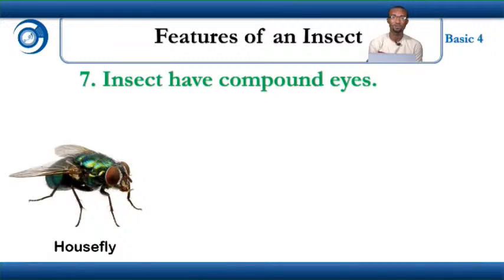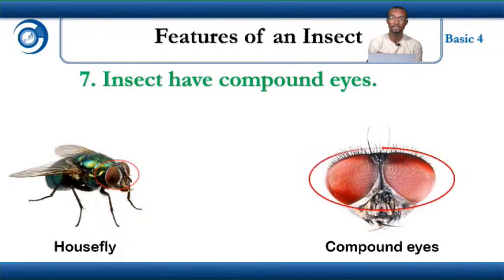If you take this housefly, these are the eyes of the housefly, and we call this compound eyes, and you can see it clearly here. Every insect has this kind of eye, and we call it compound eye. The eye of the insect helps the insect to see things from far but not clear.